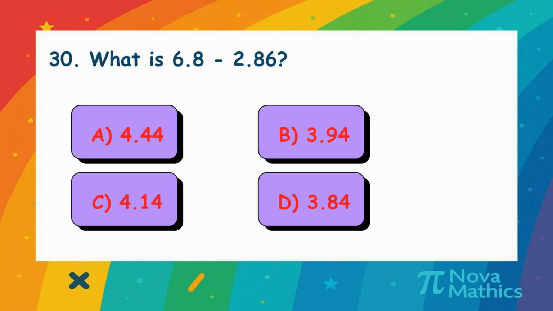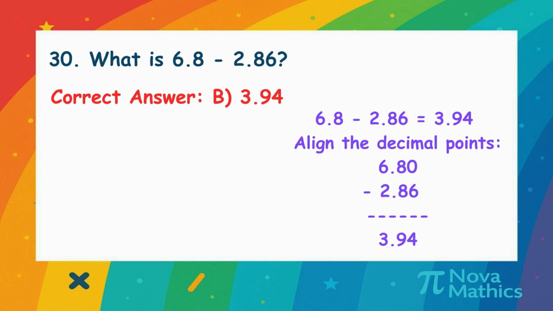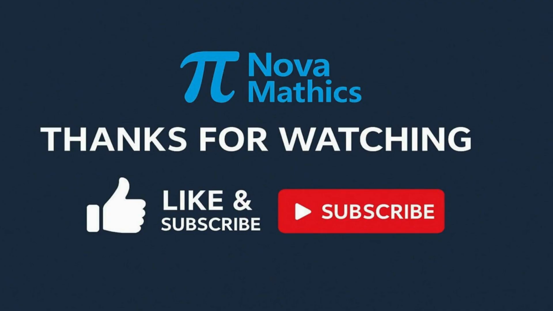30. What is 6.8 minus 2.86? Correct answer is 3.94. Subtract each digit starting from the right. Keep the decimal in place. You get 3.94.